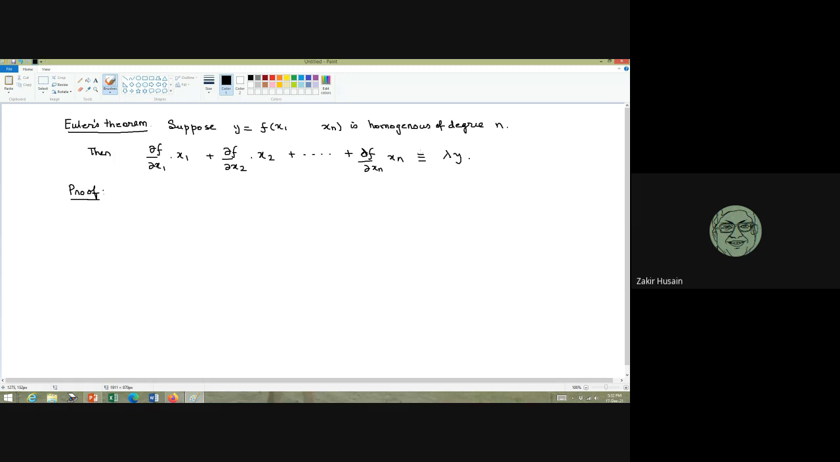Okay. Now, one thing before pointing out, this is not an equality, it's an identity. That means this holds for all values of x. Now, by definition of homogeneity, we can write f of lambda x1, and so on. Okay, this will be lambda n y.